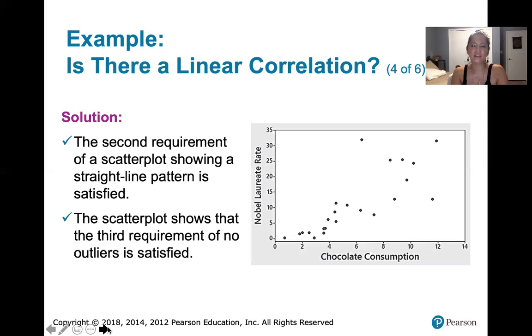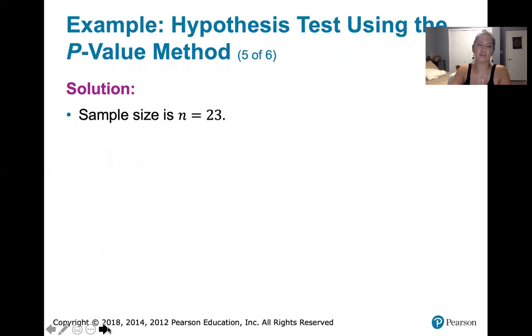Okay, so there may be a positive linear correlation. In order to determine whether there actually is evidence supporting that claim of a positive linear correlation, we need to compute the R value, and then we're going to use the R value to compute the corresponding test statistic, and then we'll use the test statistic to compute the corresponding p-value.